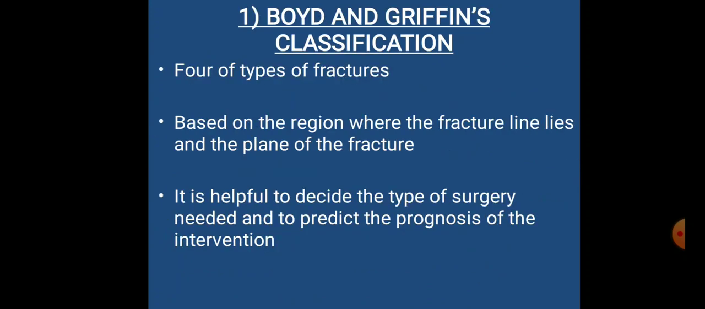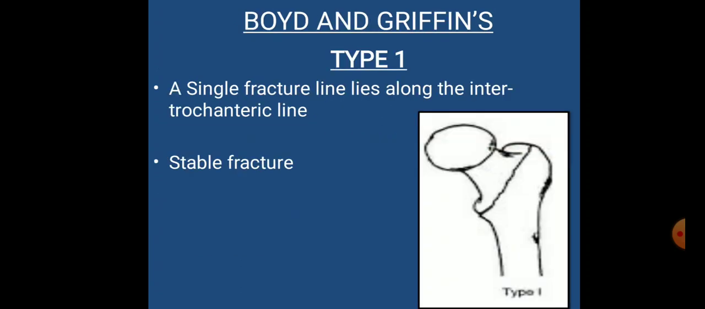So the Boyd and Griffin classification is very important, and all should know it. There are 4 types of fractures. These are based on the region where the fracture line lies and the plane of the fracture. It helps to decide the type of surgery needed and to predict the prognosis of the intervention.